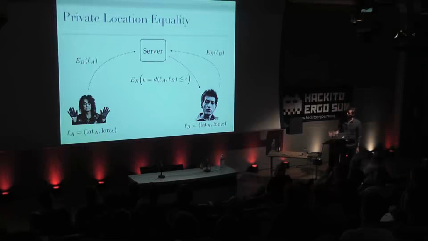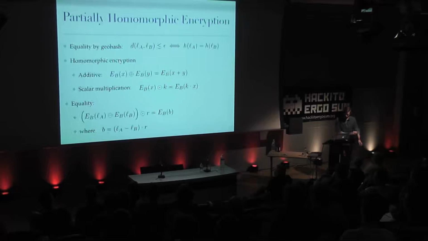So how can we implement this? What kind of scheme do we need? And the typical one for this is called partial homomorphic encryption.